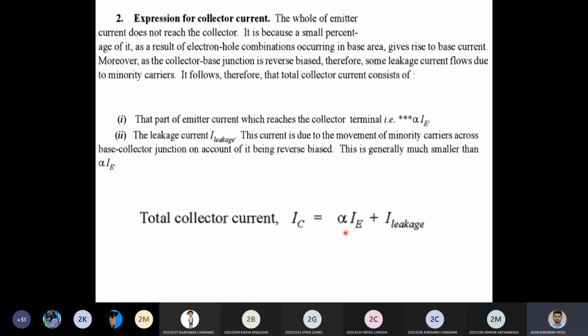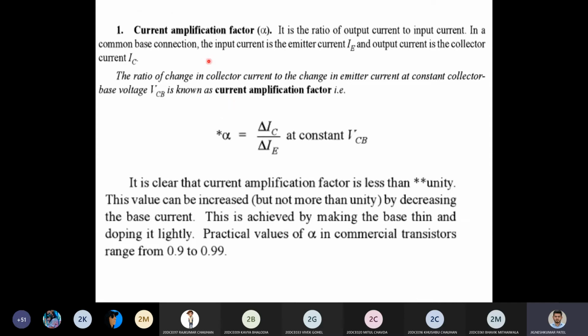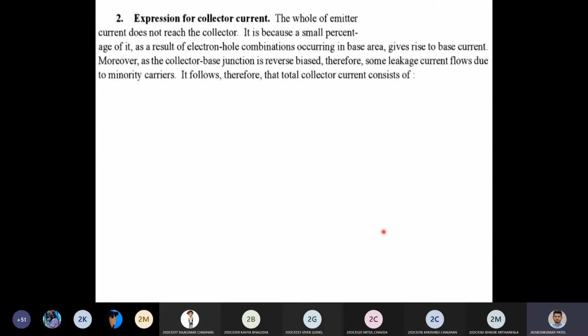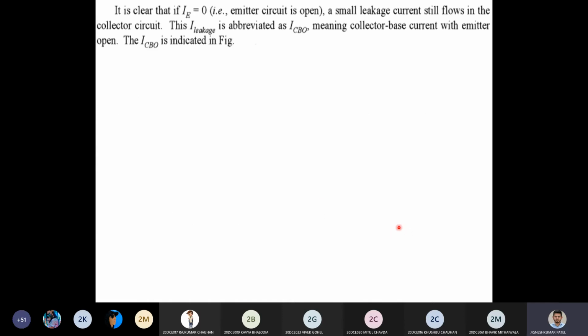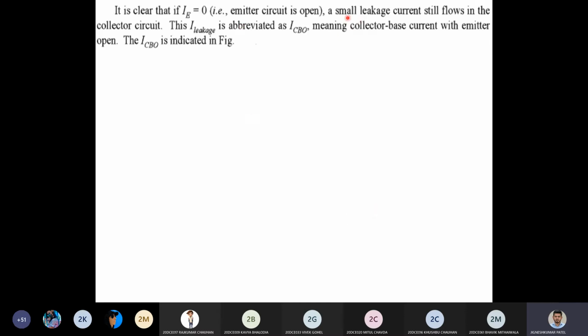Alpha IE, what is alpha IE? Alpha is my amplification factor and IE is the emitter current. So if I have 0.95, then 0.95 into IE plus I leakage. Leakage current is due to minority carrier charges. It is clear that if your IE is 0, a small leakage can still flow in the collector circuit.